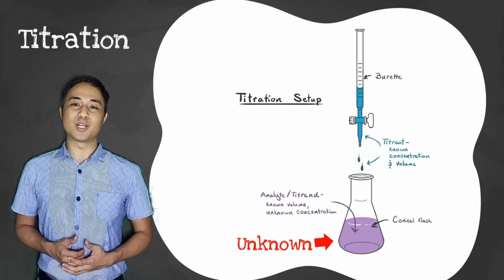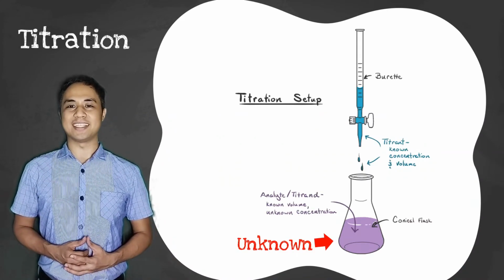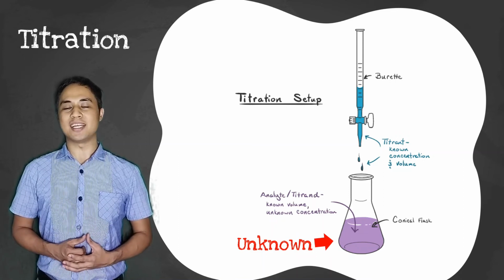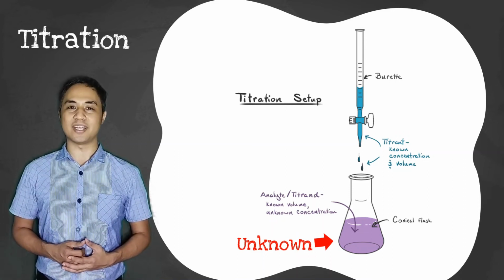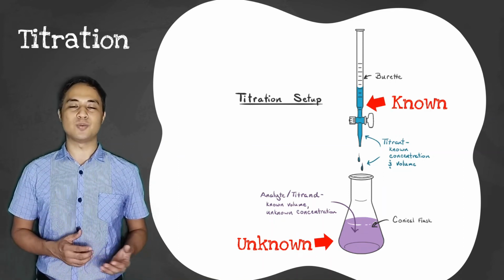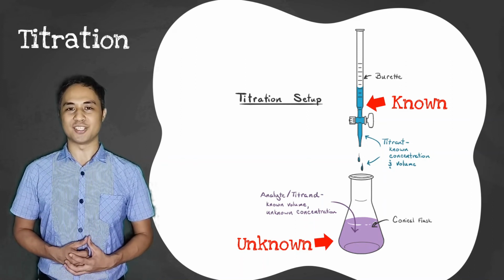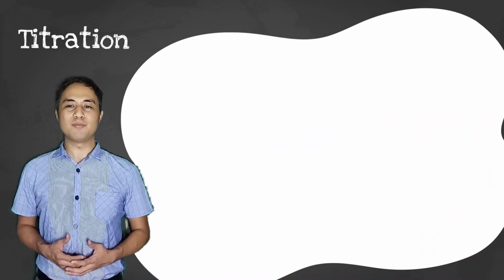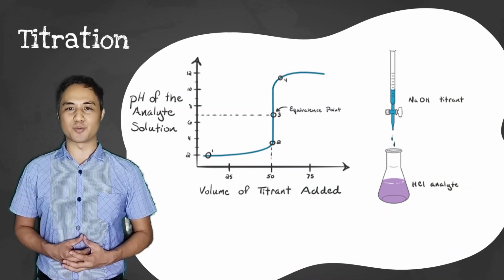Titration is a common laboratory method of quantitative chemical analysis that is used to determine the unknown concentration of an identified analyte by reacting it with a solution with known concentration. Acid-base titrations are monitored by the changes of pH as titration progresses.